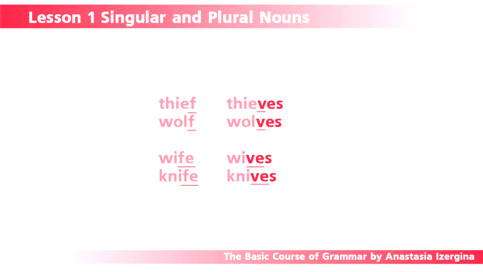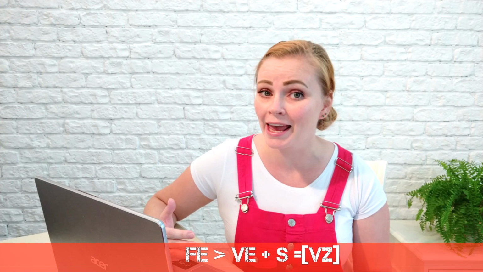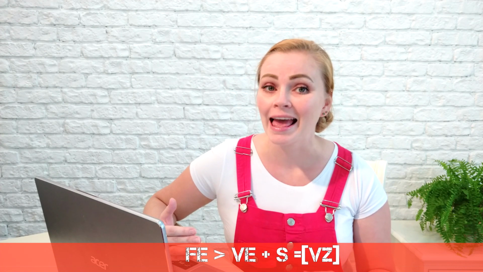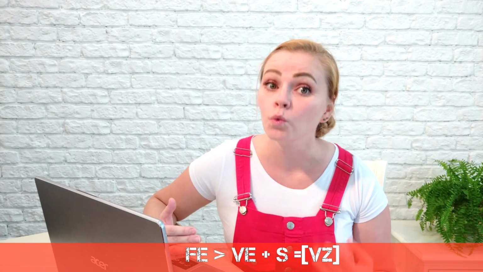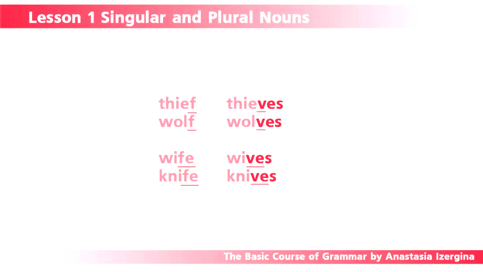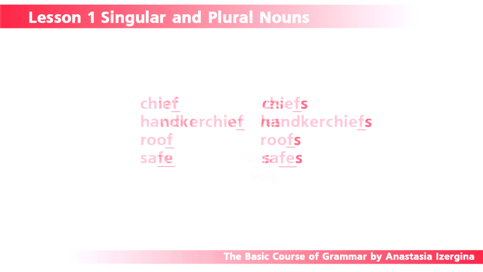If singular noun ends with f, to make it plural, we need first of all to change f with v and add es, pronouncing it like z. Thief, thieves. Wolf, wolves. If singular noun ends with fe, to make it plural, we need first of all to change fe with ve and add ending s, which will sound like z again. Wife, wives. Knife, knives.